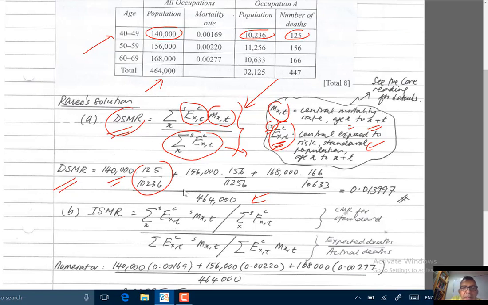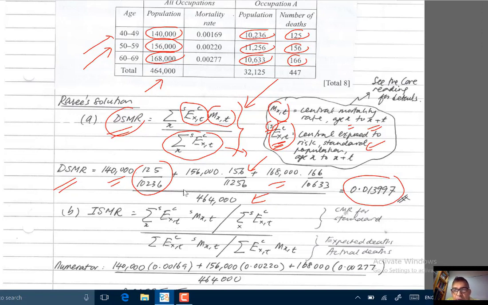Do the same for the rest of the age bands. Next one will be 156,000 times 156 over 11,256. And finally, 168,000 times 166 over 10,633. Clean this up, use a calculator, and you will get your answer: 0.013997. Pretty easy to do. According to the examiner's report, many people had this question perfectly done. Okay, let's deal with the indirectly standardized mortality rate, ISMR.